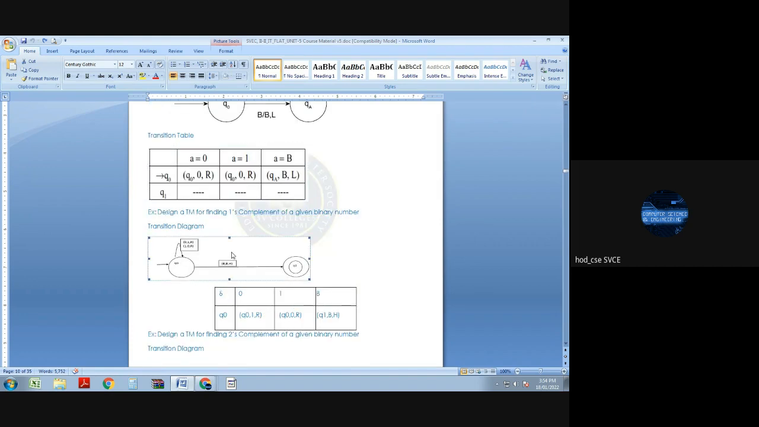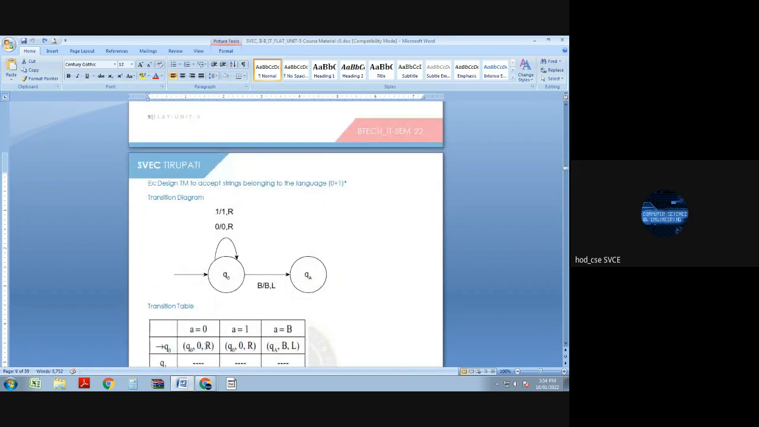Likewise, some other example: one's complement of a given binary number. For this, we designed a Turing machine and the corresponding Turing machine transition table. Same thing, but here we get two more attributes: the present state, the next state, what the input is and what it is replaced with, and whether you have to move the head to the left hand side or right hand side. Those are the things we need to consider.